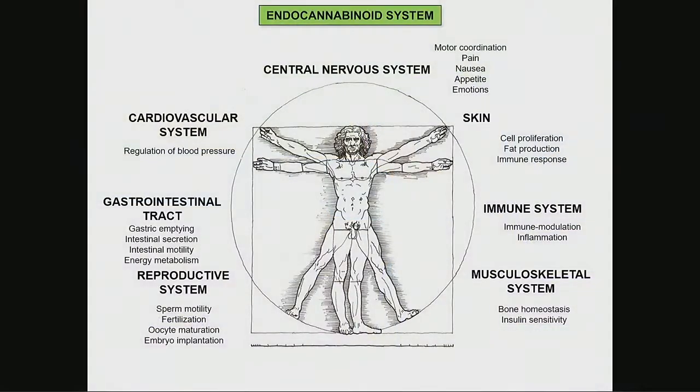And we can find the endocannabinoid system in the skin, controlling skin cell proliferation, fat production, and the immune response in the skin. That's why it's possible that one day we will know that cannabinoids are a good tool for psoriasis, for example. We have an endocannabinoid system in the immune system, controlling inflammation and things like that.